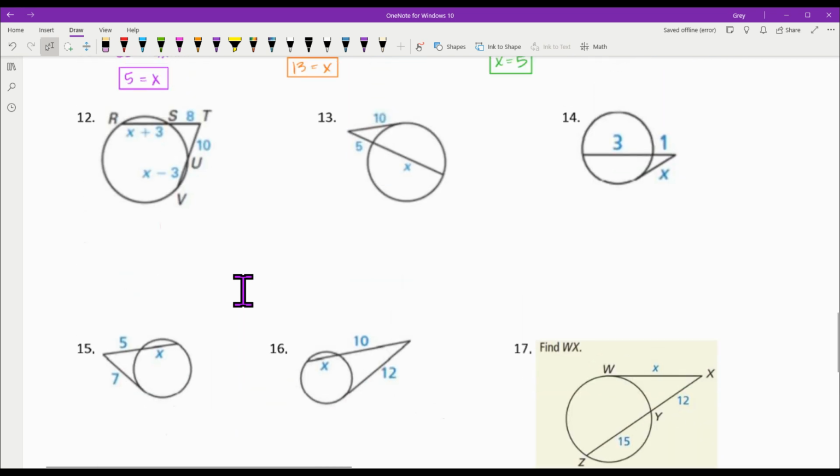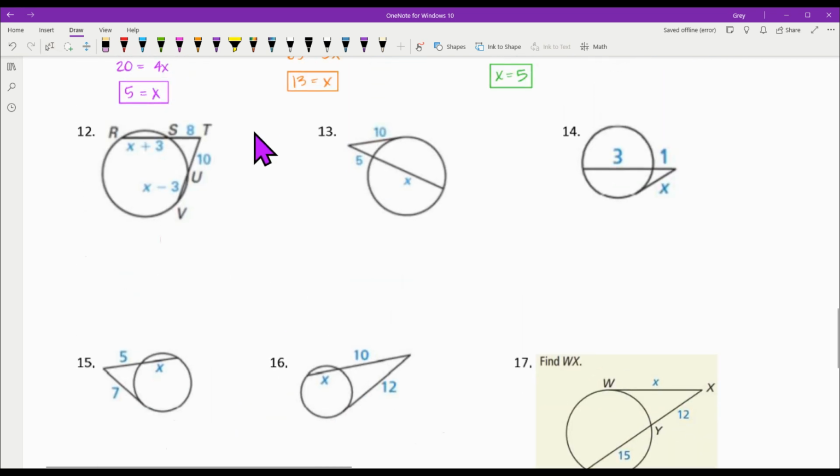All right, number 12. Outside is x. Outside is 8. The whole thing is x plus 3 plus 8, which is x plus 11. The outside is 10. The whole thing is x minus 3 plus 10, which is x plus 7.